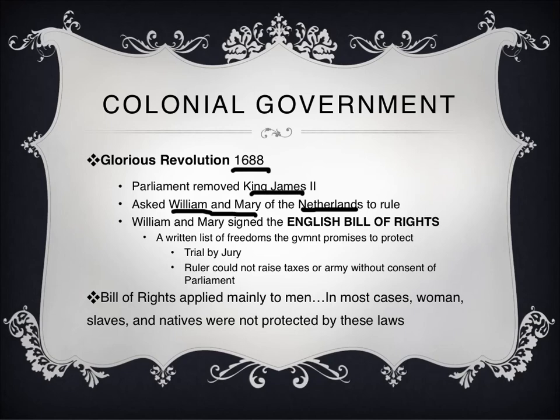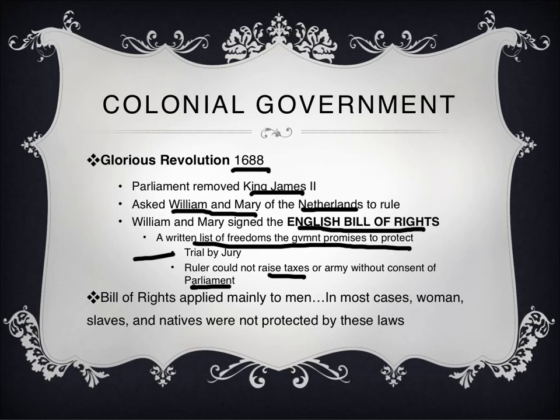Well, in exchange, William and Mary have to sign the English Bill of Rights. The English Bill of Rights is a written list of freedoms the government promised to protect. One of these is that it's a trial by jury. You can't just be clapped into jail without a trial. So you're going to have a trial by jury. And the ruler, the king or queen, cannot raise armies or taxes without the consent of Parliament. So you start to see the power of the king begin to dissipate, and the king is the chief executive, and you start seeing Parliament, which is a legislative organization, begin to take more power.